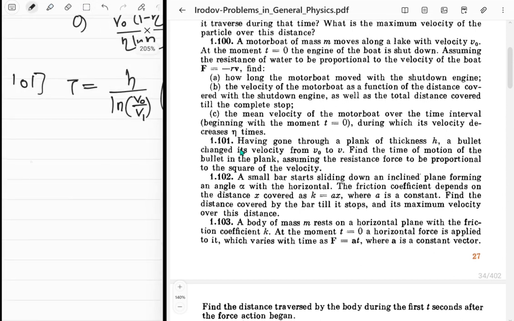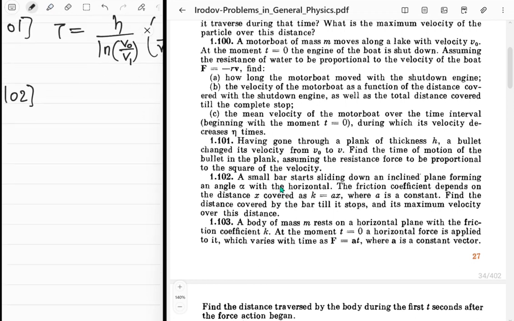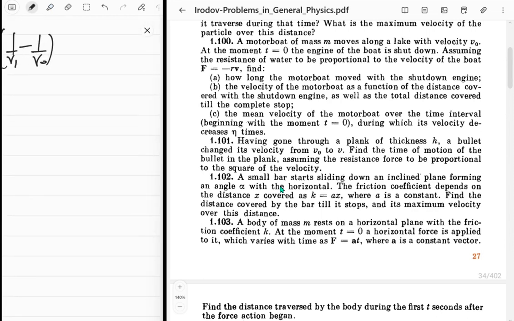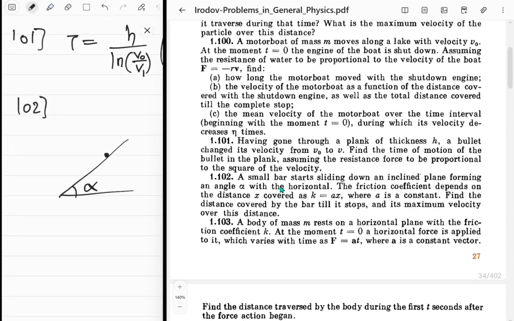Let's go to 102. A small bar starts sliding down an inclined plane, forming an angle alpha with the horizontal. By bar they just mean a mass. The friction coefficient depends on the distance x covered, as k is equal to ax, where a is a constant.